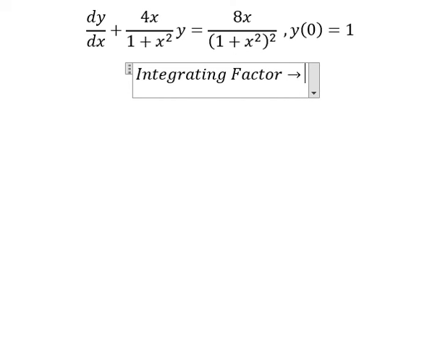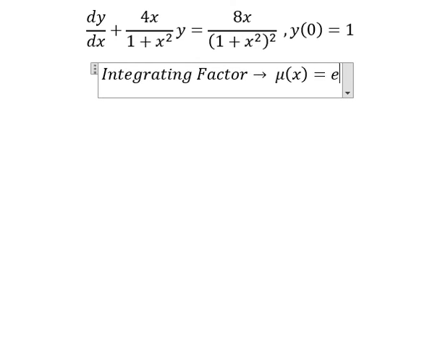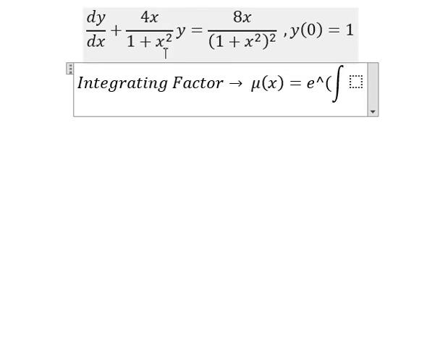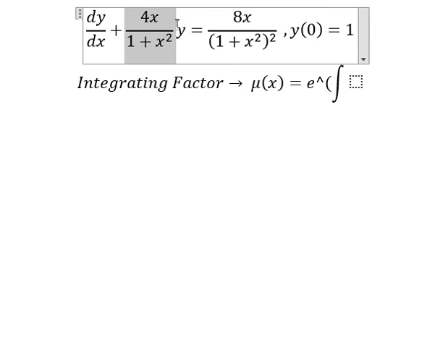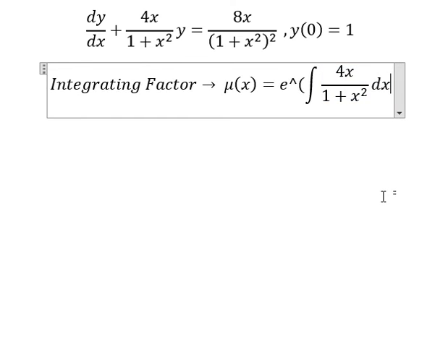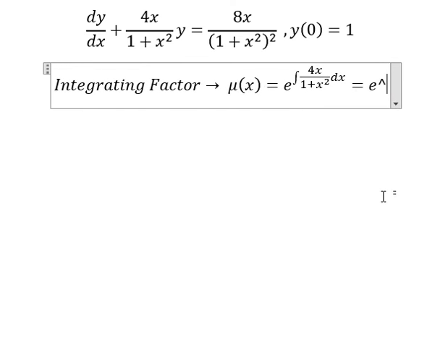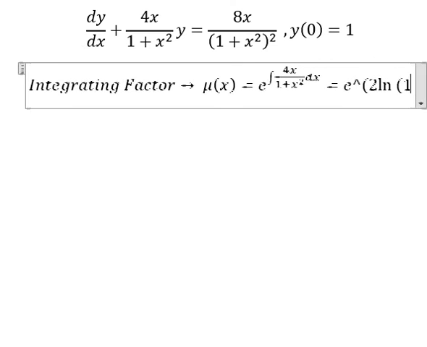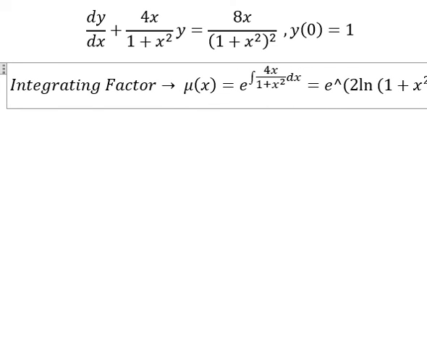So we have mu of s equals e to the power of the integral. We see that this one is next to y and this one in here is the integrating factor. So we put this one in here. The integral of this one will give ln of 1 plus s squared.